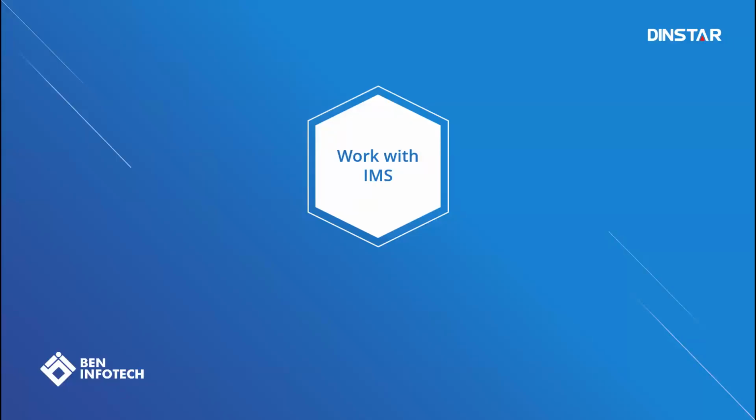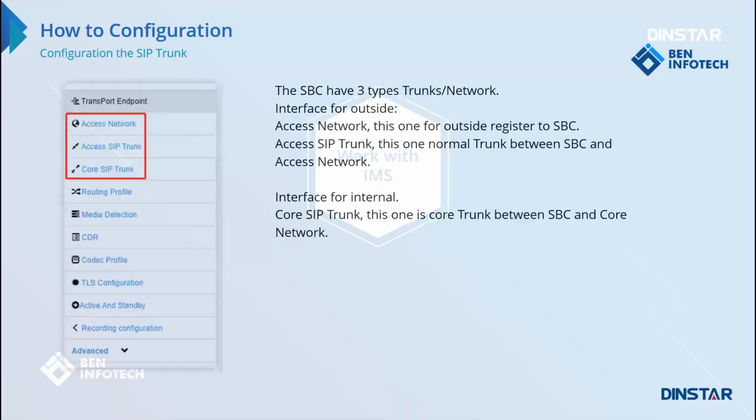Now coming to the next mode, that is trunk mode. It is also called work with IMS, but in our language it's called trunk mode. I'm sure everyone who's been working with PBX would know what a trunk mode is. Here we have three different types of networks, which is something you need to understand. First we have access network, second is access SIP trunk, and the third one is core SIP trunk.